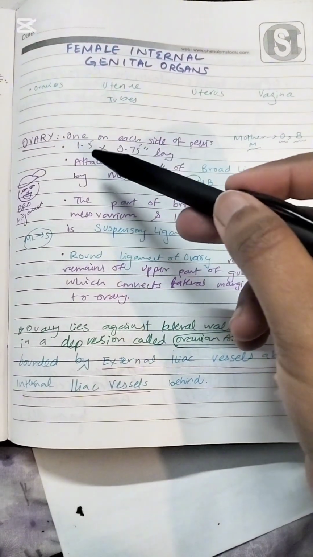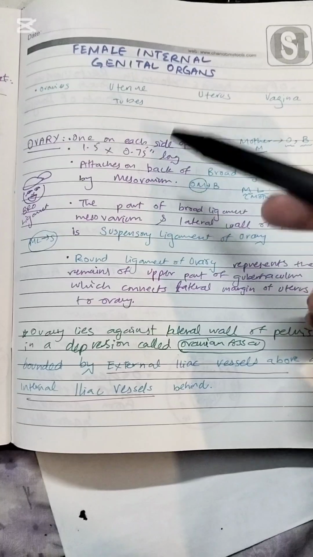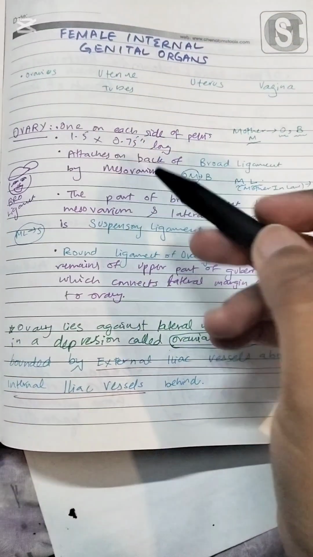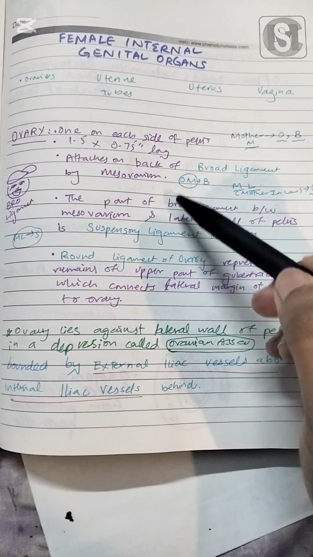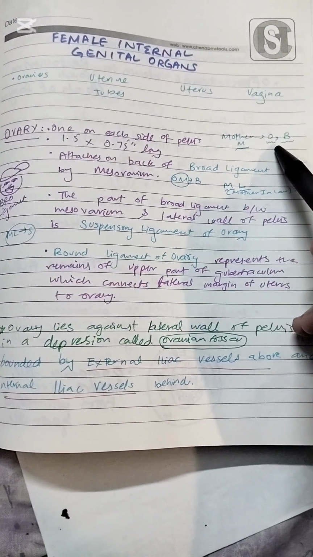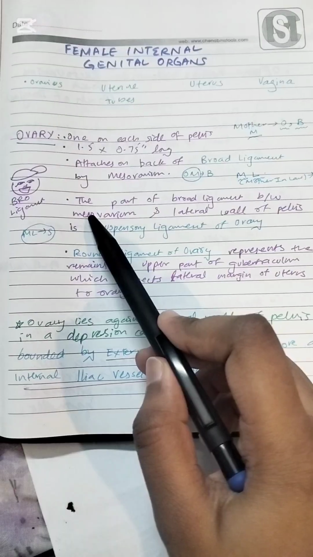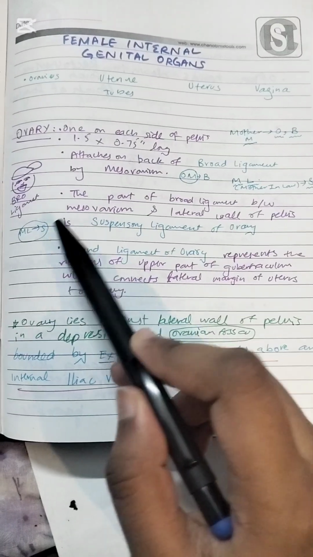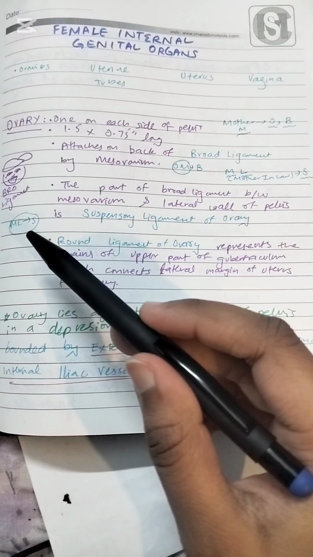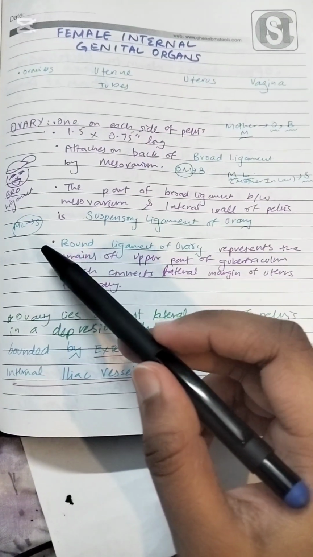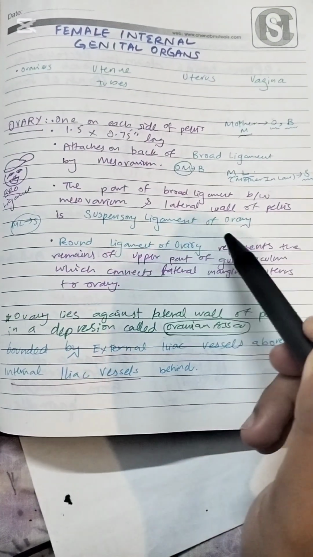the ovary? They are going to be 1.5 x 0.75 inches. The ovary is going to attach on the back of the broad ligament by the mesovarium. Through the mesovarium, the ovary attaches to the back of the broad ligament. Let's talk about another relation. The part of the broad ligament which is present between the mesovarium and the lateral wall of the pelvis is the suspensory ligament of the ovary.